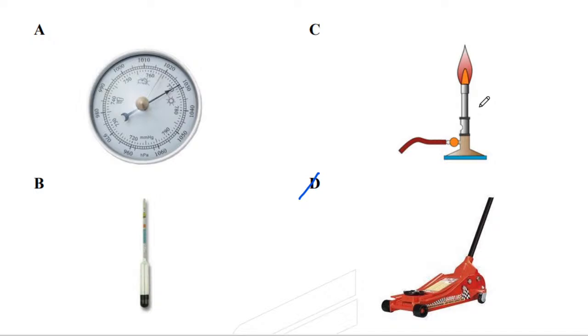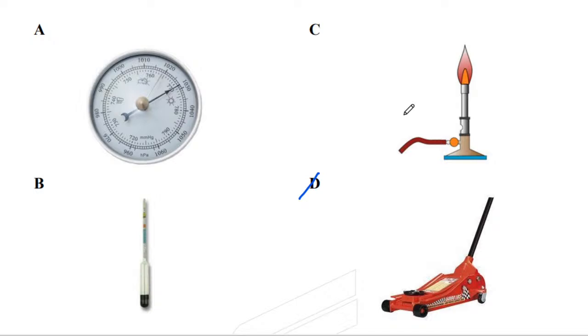For Bunsen burner, what principle is used in a Bunsen burner? Correct, Bernoulli's principle. The spelling must be correct. Bernoulli always comes out in SPM, and your spelling must be correct. You must have Bernoulli's principle.